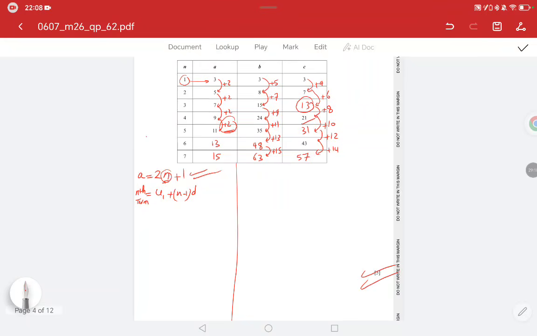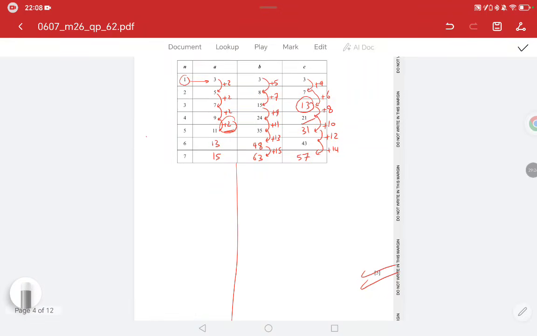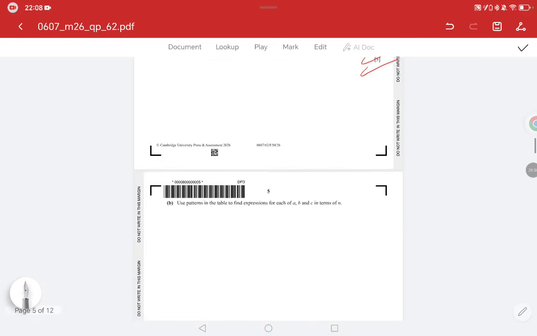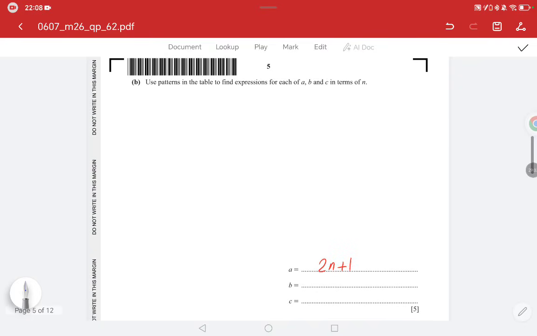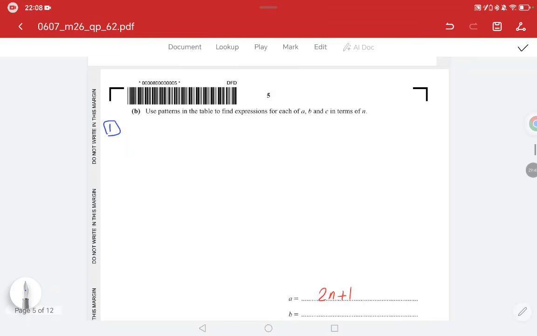Okay, so done. I will explain it again in the space provided. I don't want you to solve it in a different place. Let's see the pattern here. The pattern of A: we have 3, 5, 7, and we discovered that it's plus 2, right? So we can say it's 2 times n. How can this 2n become 3? We have to add 1. Finished.